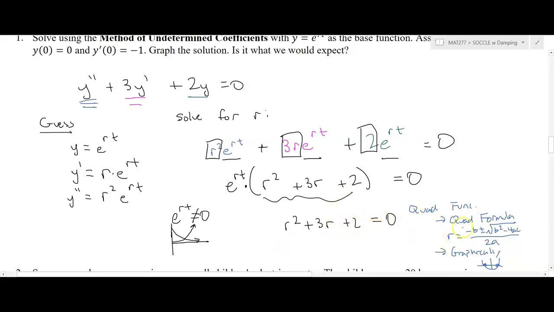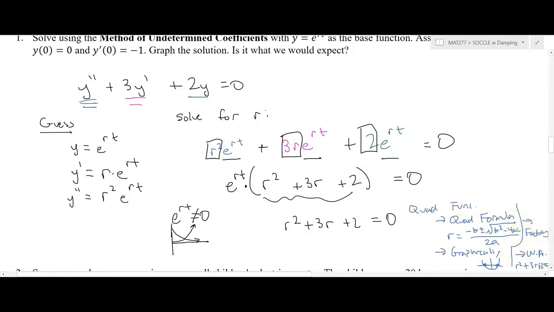So if you just typed in r squared plus 3r plus 2 equals 0 into Wolfram Alpha, that would solve it as well. So I'll just put a third here, Wolfram Alpha. And you would just type in r squared plus 3r plus 2 equals 0. And even a fourth way that we haven't described is factoring.